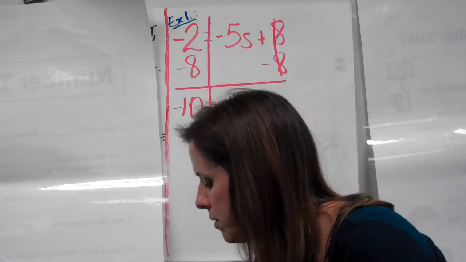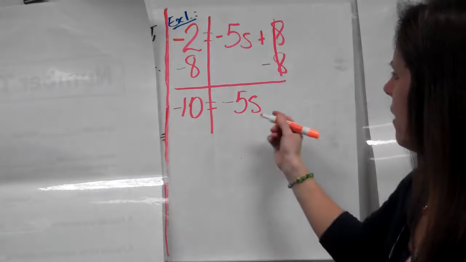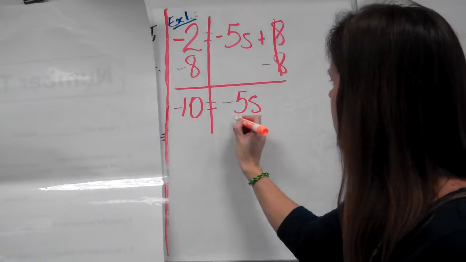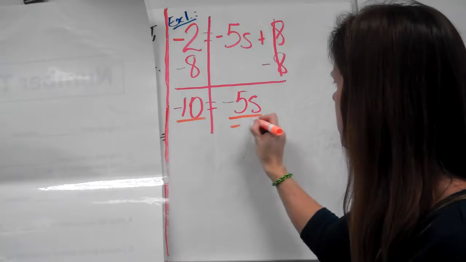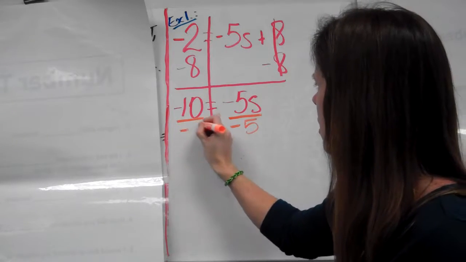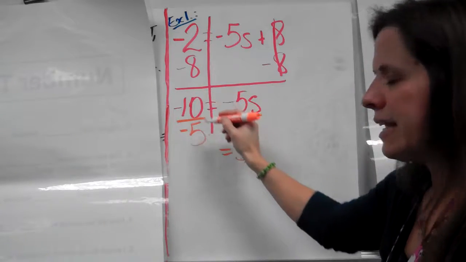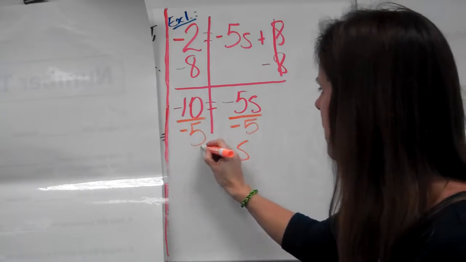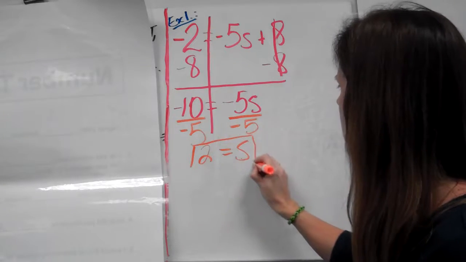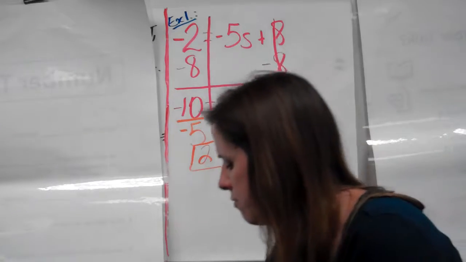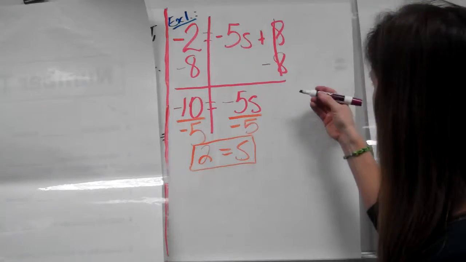So again, we have multiplication. How do we undo that? We divide. Divide by the coefficient. So s will equal a negative divided by a negative is a positive 2. And of course, we need to check that as well.